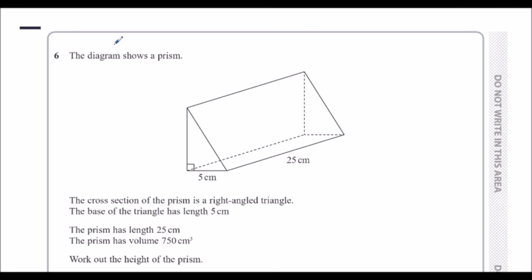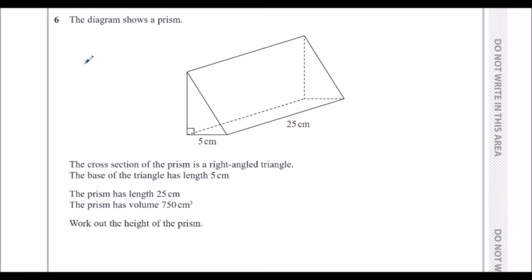Question 6. The diagram shows a prism. The cross-section of the prism is a right-angled triangle, which we can see here. The base of the triangle is 5, we can see that. The length is 25 of the prism, again that's on the diagram. And the volume of the prism is 750 centimeters cubed. So we need to work out the height.